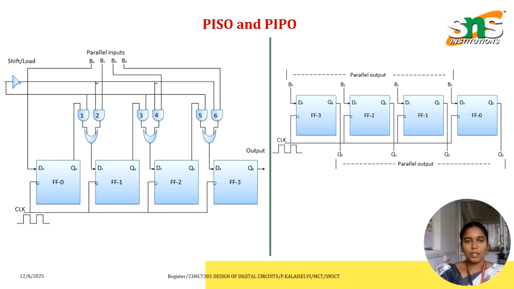The fourth type is parallel in parallel out. In this mode, the 4-bit binary input, B0, B1, B2, B3, is applied to the data inputs D0, D1, D2, D3 respectively of the four flip-flops. As soon as the negative clock edge is applied, the input binary bits are loaded into the flip-flops simultaneously. The loaded bits appear simultaneously at the output side. Only a clock pulse is essential to load all the bits. This is about parallel in parallel out.